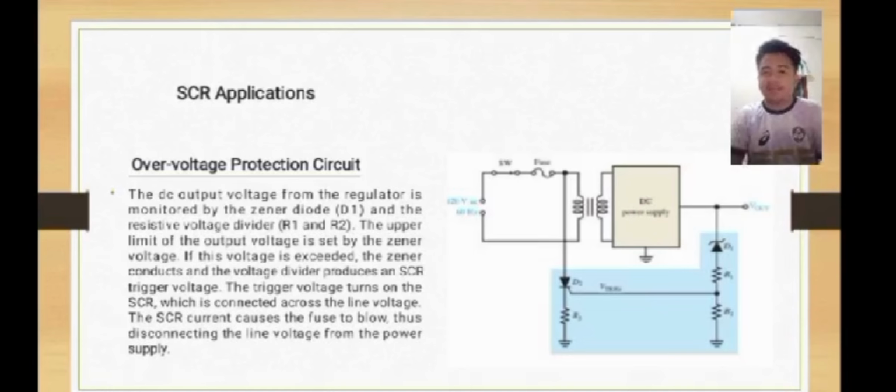So in this SCR application, as the name itself says, overvoltage, if the DC voltage exceeds the upper limit of the output voltage set by the Zener voltage, then it will produce an SCR trigger voltage, which will automatically turn on the SCR. When the SCR is on, being connected across the line voltage, it will cause the fuse to blow, disconnecting the line voltage from the power supply.